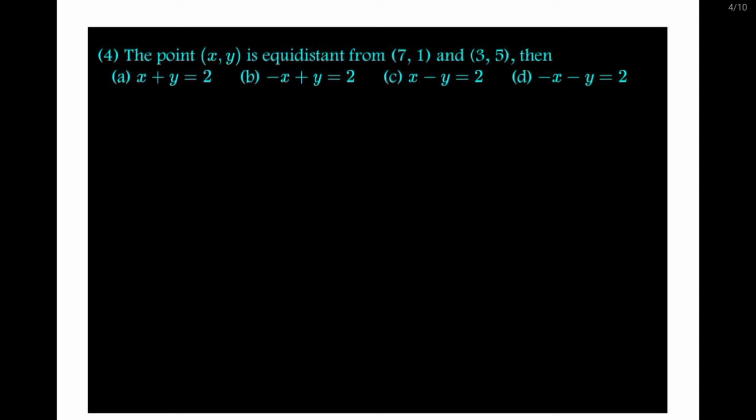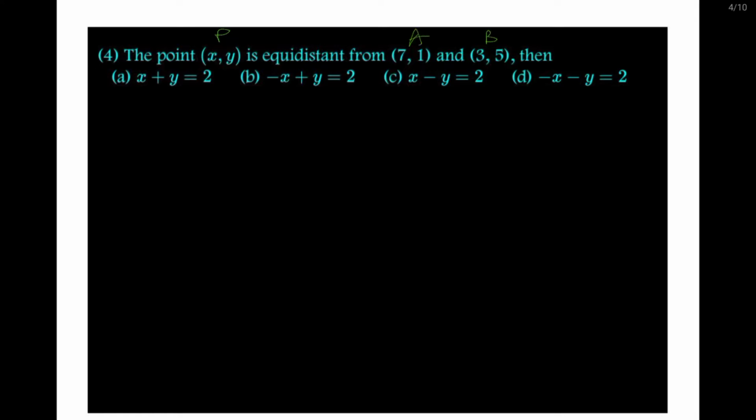The point xy is equidistant from these 2 points. Okay, the point whose coordinate is xy is equidistant from these 2 points. We have to find a linear relation so that we can get this type of equation as the answer. Let's name this point as P, this as A, and this as B.